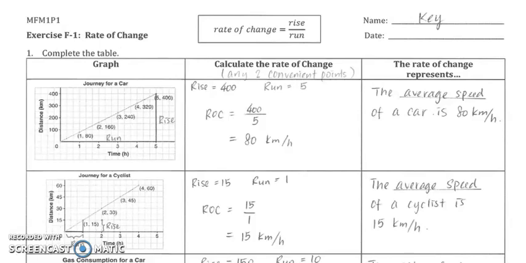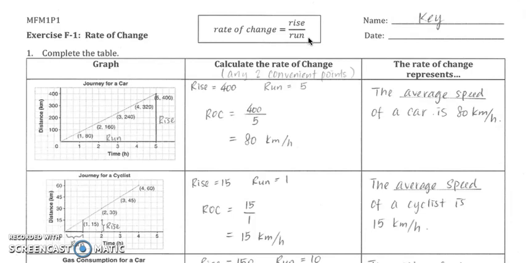Exercise F1, Rate of Change. In class, we learned the formal term for rate of growth as being rate of change for linear relations. And to figure out the rate of change of any linear relations, we have to use the formula rate of change equals rise over run.